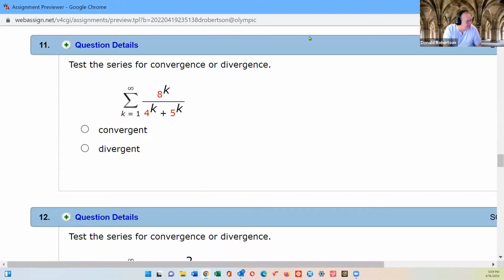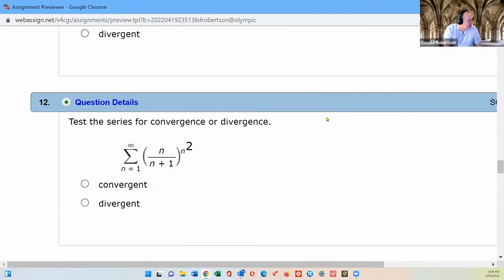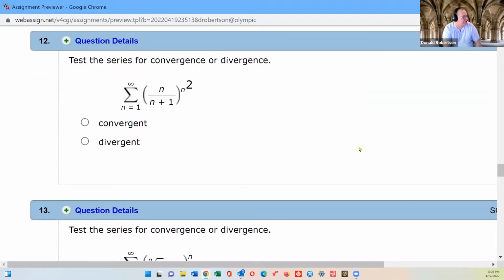That horrible one you could do as a limit comparison test to 8/5 to the power of k. That one I think is an obvious one. There's only one test that would work with question 12.